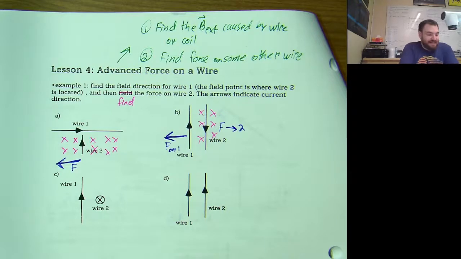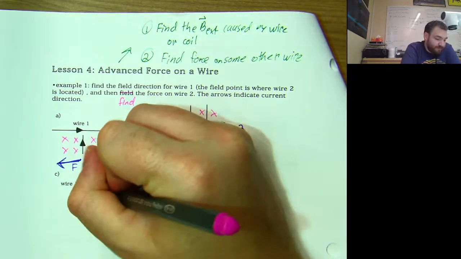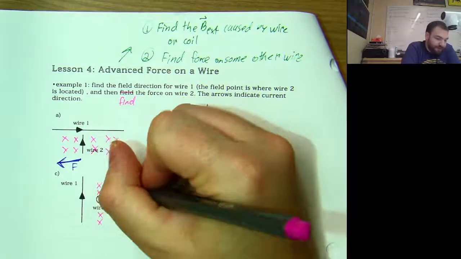Okay. C. What's the direction of the magnetic field and the force on wire 2? It's going into the page. So if my magnetic field is going into the page, and so is my current for wire 2, what's the force on wire 2? Why is there none? Because the current and magnetic field are parallel to each other. Cool. There's no force.